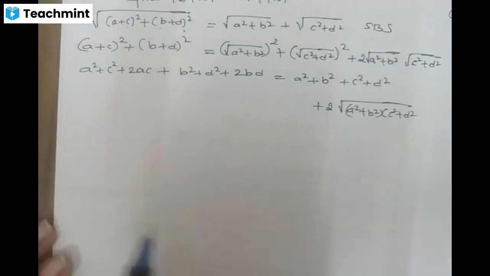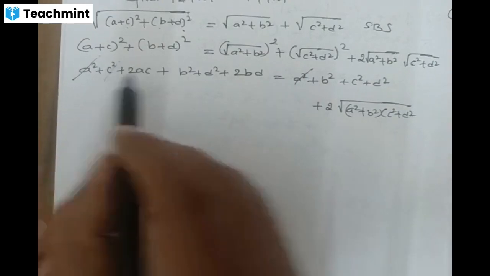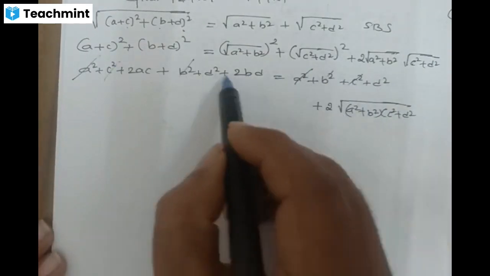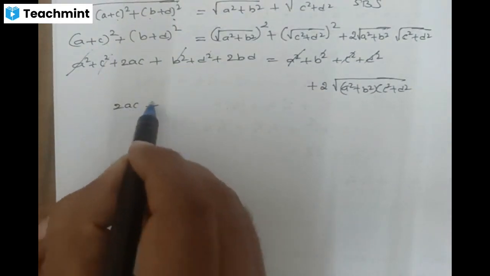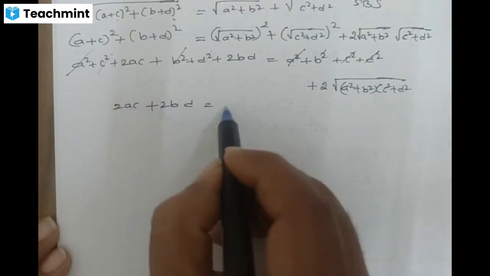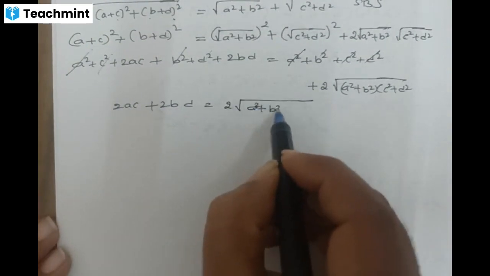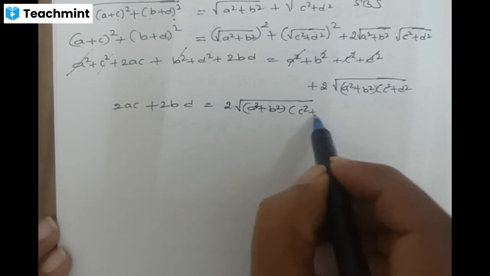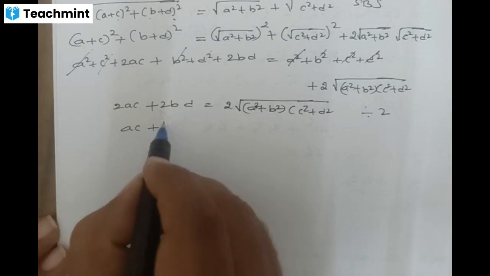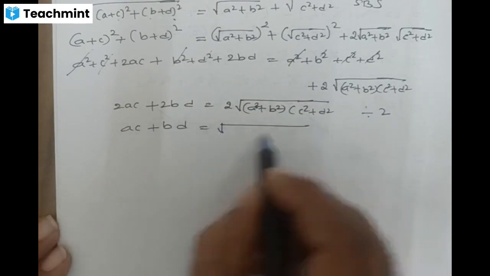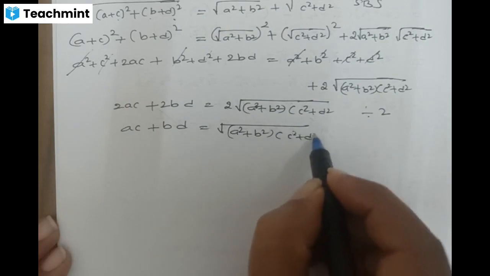You see that the equality is there on the right side. Same terms get cancelled: a square and c square, and b square and d square. The remaining terms: 2ac plus 2bd is equal to 2 into root of a square plus b square into c square plus d square. Divide by 2. Then ac plus bd is equal to root of a square plus b square into c square plus d square.